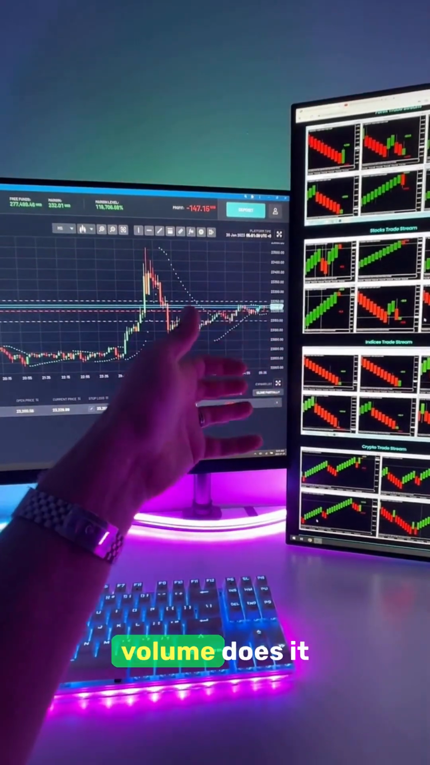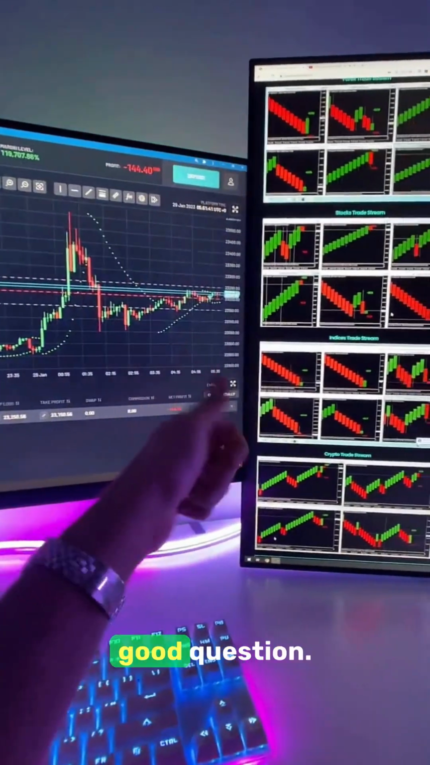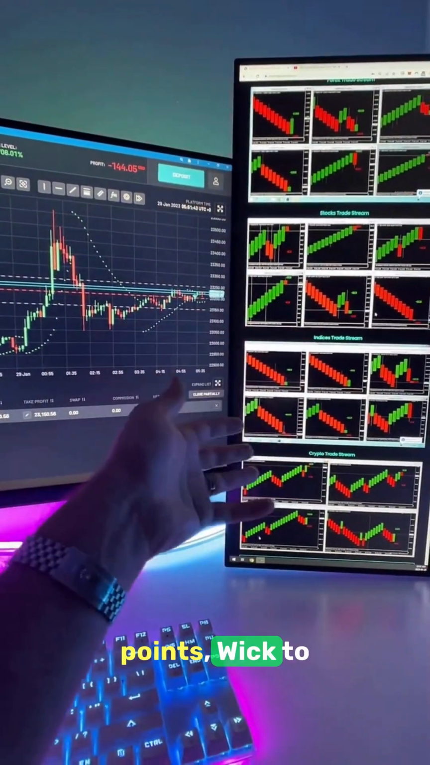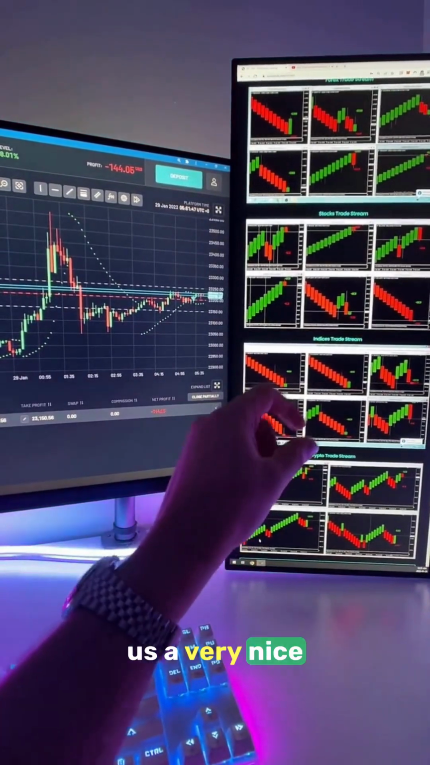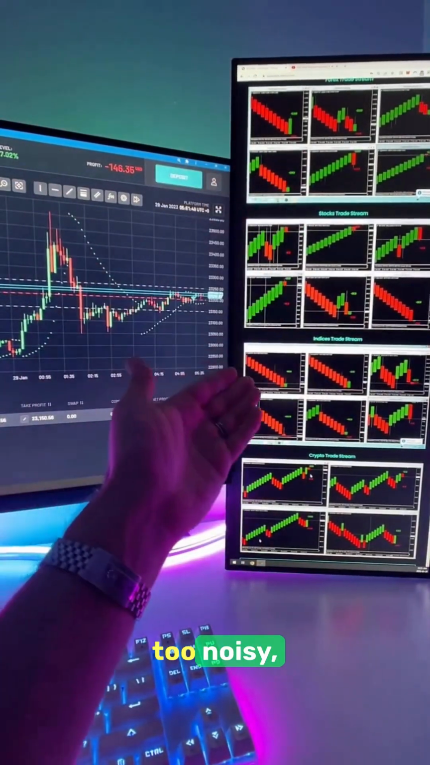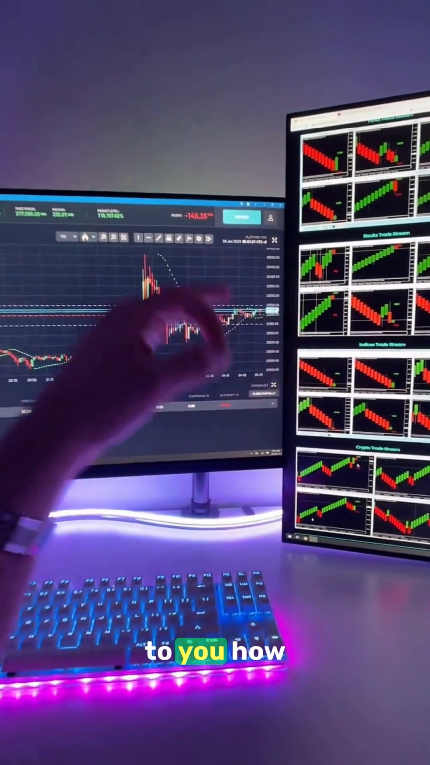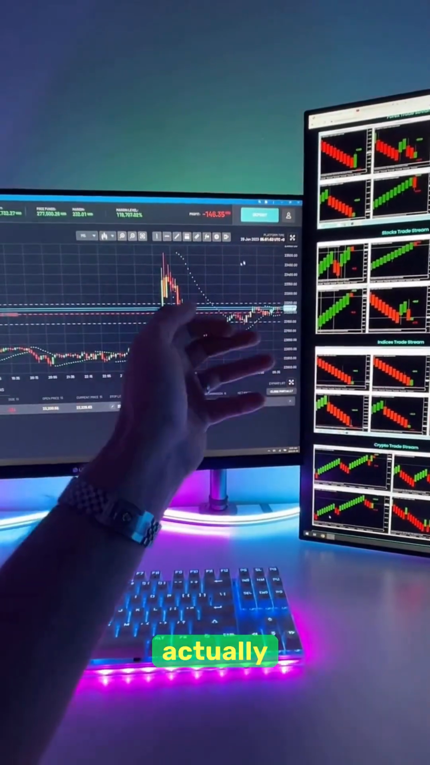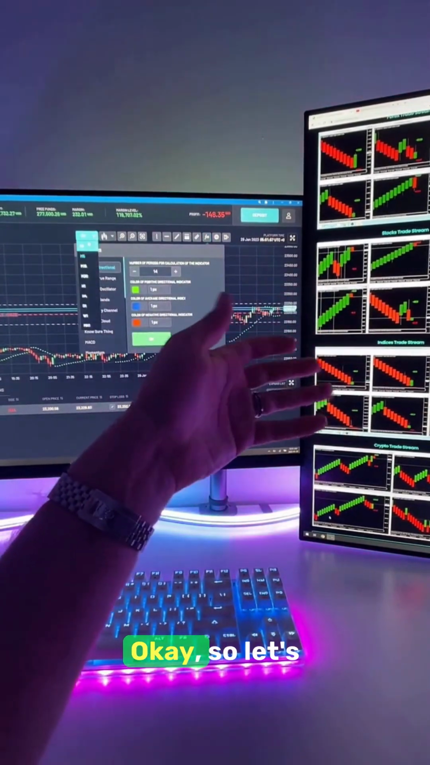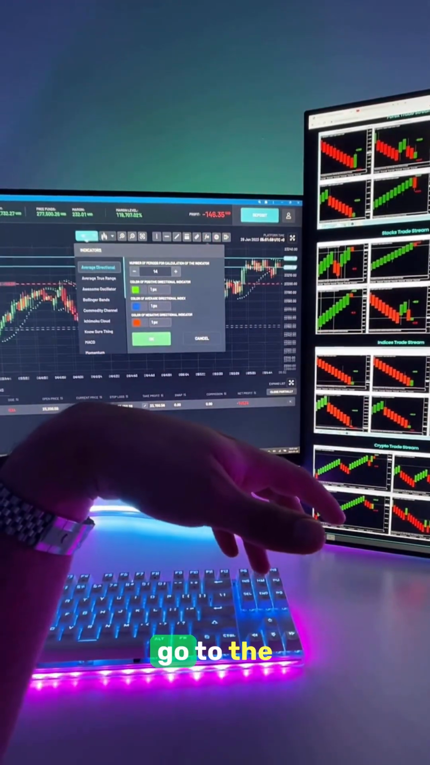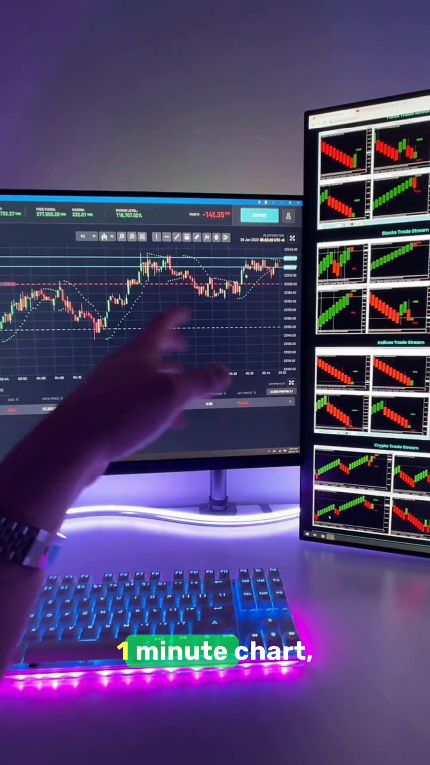Health Vibes is saying, how much volume does it take to move a range bar? That's a really good question. So it's 15 points wick to wick, and what that does is it actually gives us a very nice indication. It's not too noisy, because here's the thing. Let me explain to you how noise is actually such a bad thing in trading, and what do I even mean by noise. Okay, so let's say we go to the 1 minute chart.